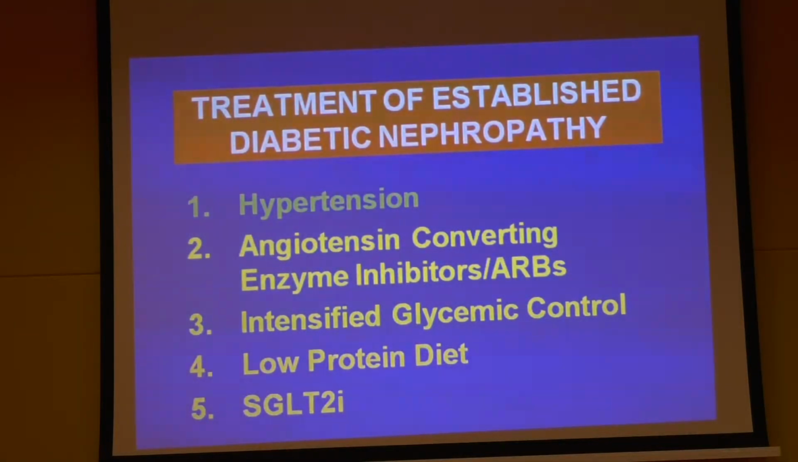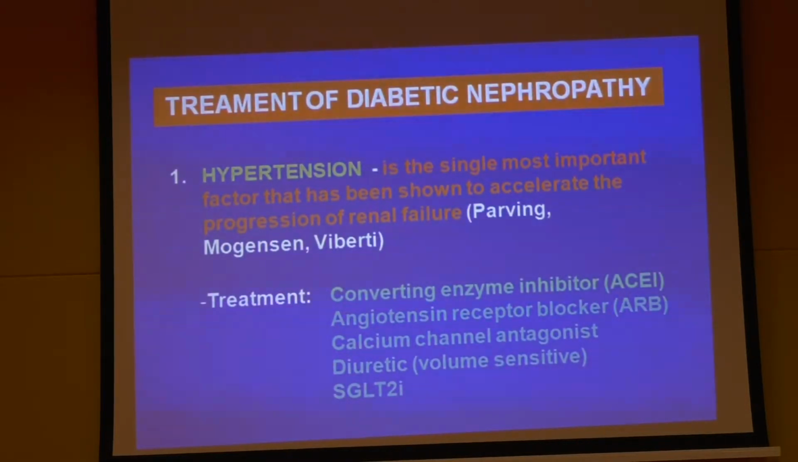So what can we do in people with established diabetic nephropathy? These are people who have proteinuria or they have a decrease in the GFR. Well, first on the list is hypertension. So hypertension is the single most important abnormality. It, when treated, will slow the natural history of the disease. And of course, we all know that the ACEs and the ARBs are the drug of choice.